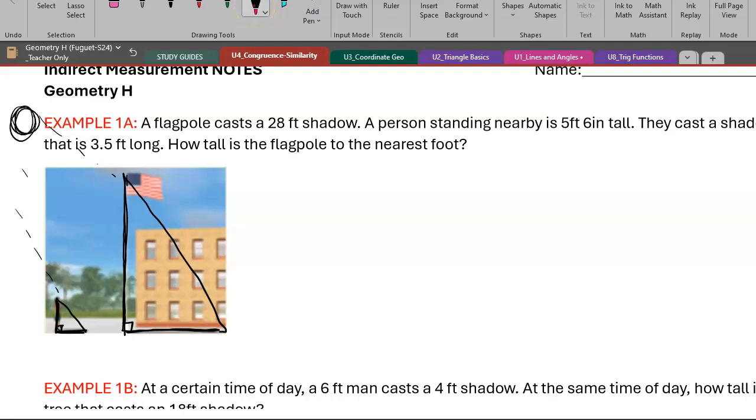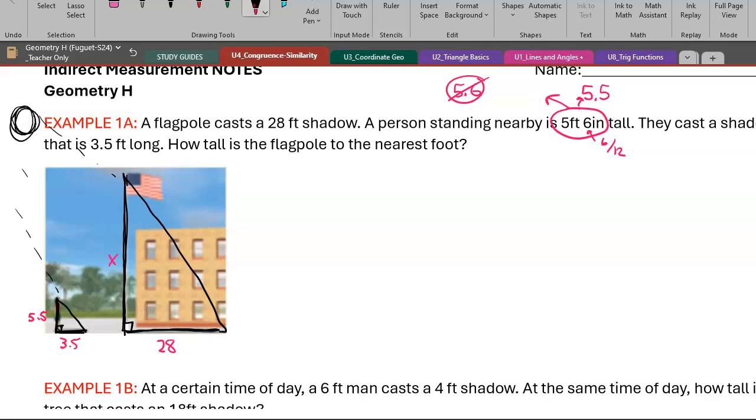So the flagpole's shadow is 28 feet long. The person is 5 feet 6 inches. We have to be very careful with this. This is not 5.6 feet. 6 inches is actually half a foot, so you take the inches and divide by 12. Really this is 5.5. Let's fill that in. And then their shadow is 3.5.